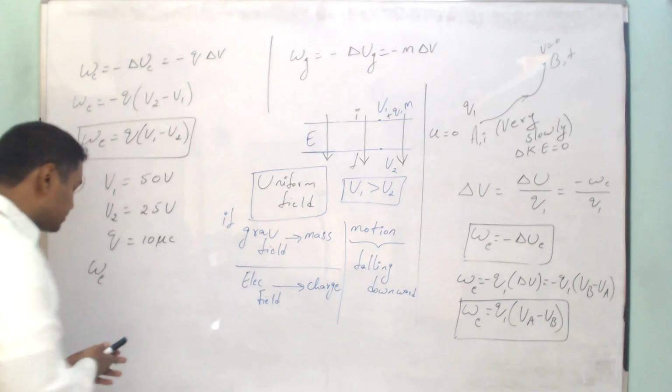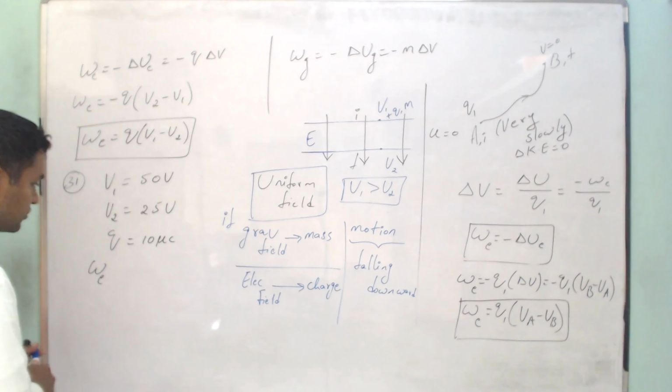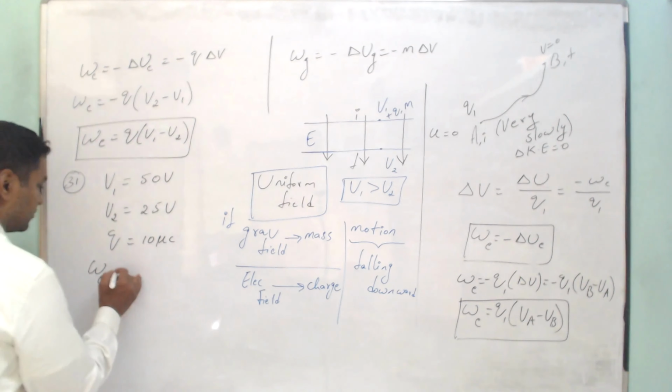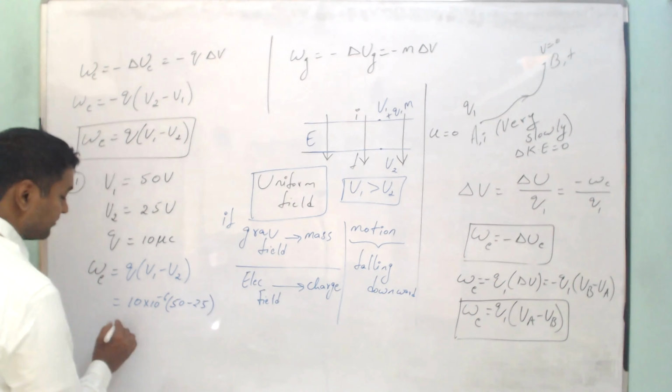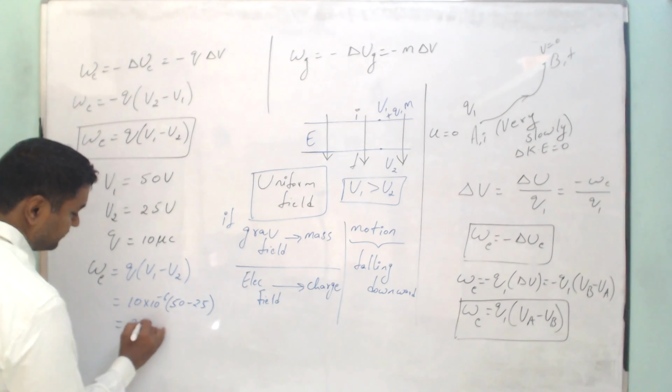And how much is the work done by that electrostatic force? It is equal to charge times higher potential minus lower potential. Simple. So 10 microcoulomb into delta V, which is 50 minus 25, which is basically 25. So 10 into 25, that is 250 microjoules. Is this clear? Work done by the electrostatic force is 250 microjoules.